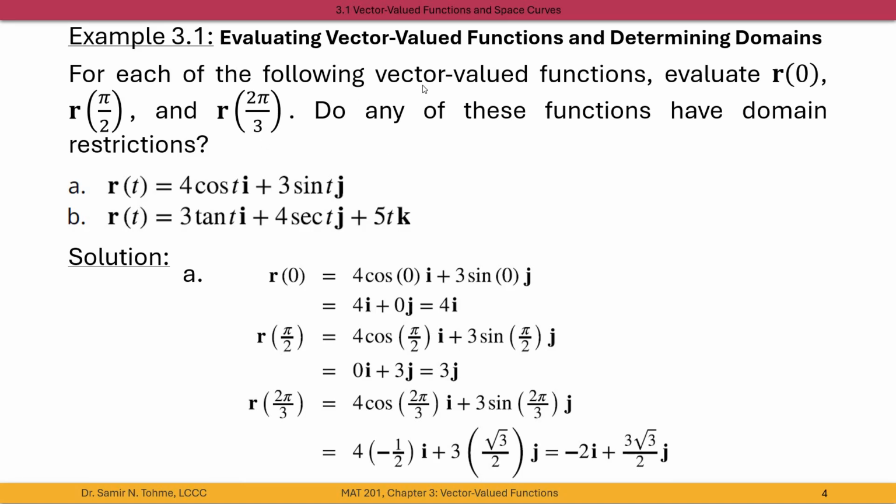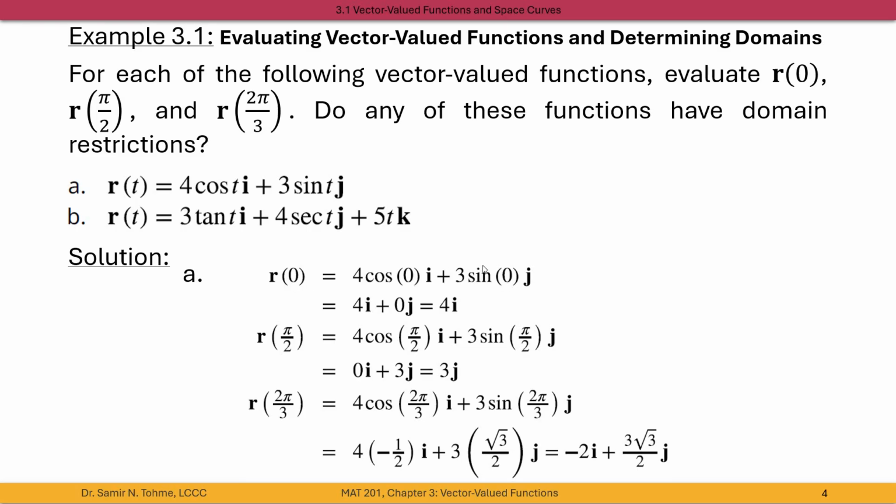In this example, we need to evaluate r of 0, r of pi over 2, and r of 2 pi over 3. We will take the parameter t equal to 0, equal to pi over 2, and also to 2 pi over 3. And we need to answer whether these functions have domain restrictions. For part A, r is given equal to 4 cosine t i plus 3 sine t j. Let's start with the first one. Let's calculate r of 0.